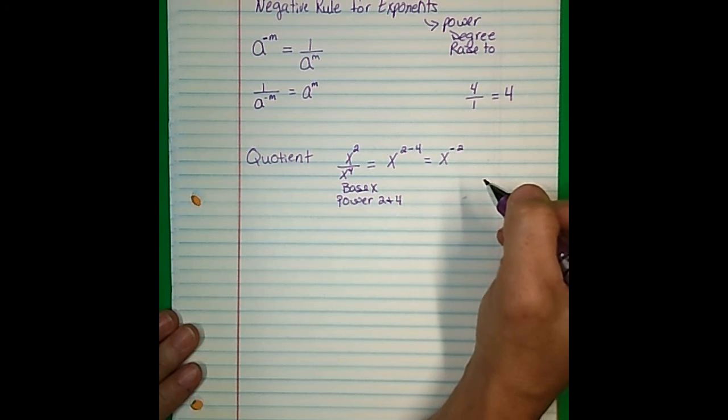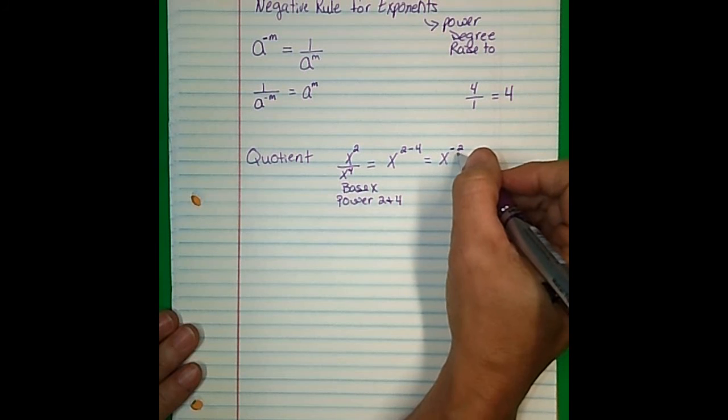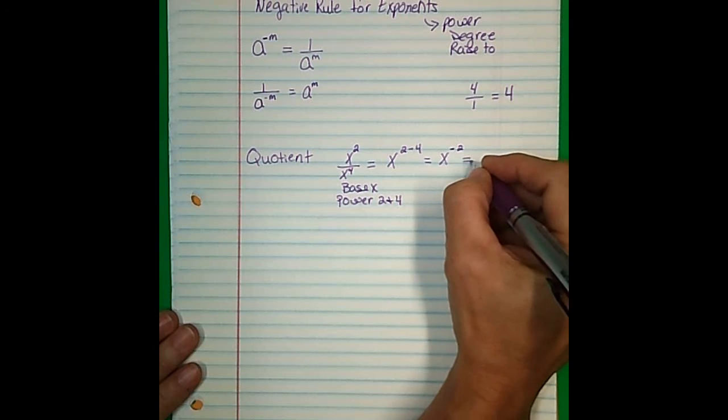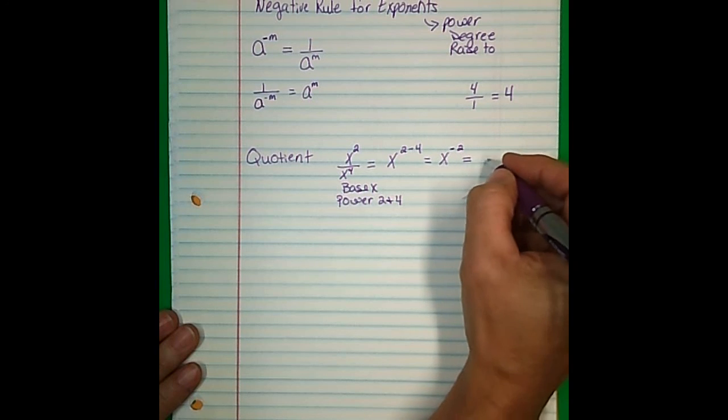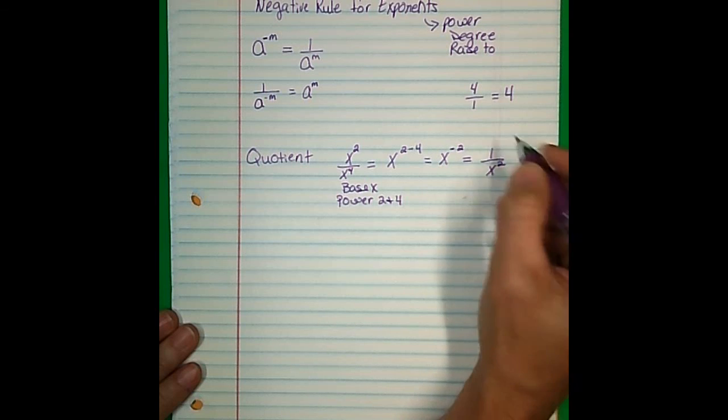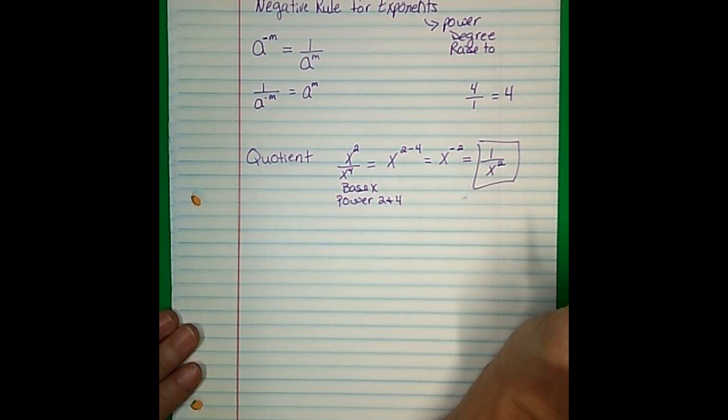I can't turn that in and say that's my final answer because the power is negative. But what I can do is apply this negative rule by doing the reciprocal of it, and it gives me 1 over x squared. And that would be my positive power.